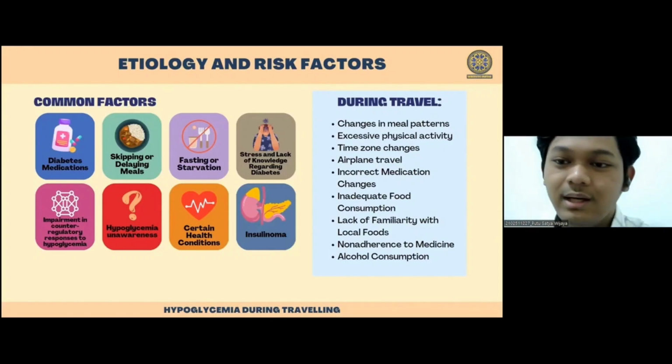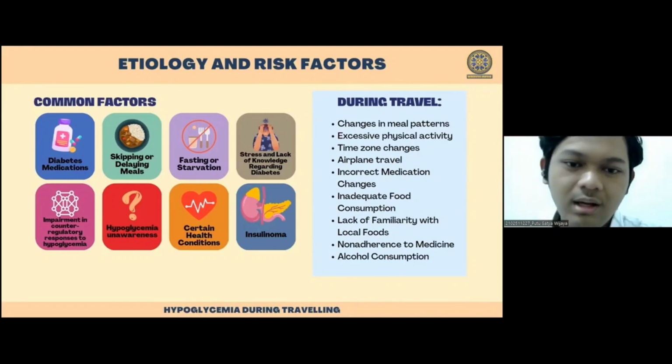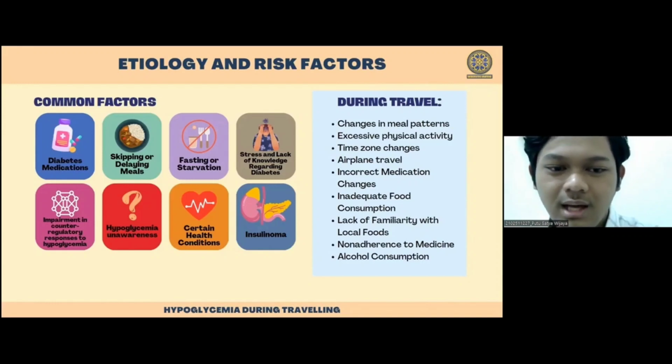Meanwhile, the ones that target travelers, as you can see on the right side of the slide, are as follows: change in meal patterns, excessive physical activity, time zone change, airplane travel, incorrect medication change, insufficient food consumption and limited access to healthy food, lack of familiarity with local foods, non-adherence to medicine, and excessive alcohol consumption. I would like to note that the risk factors for hypoglycemia in travelers may depend on the frequency and distance of travel, as well as the condition of the travel destination.